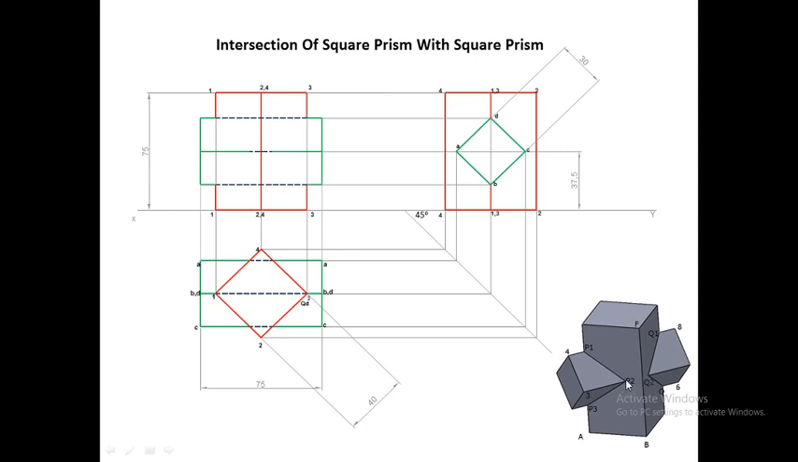The portion is lying inside the vertical square prism, so it is kept as dotted. Also, you can identify how much part has to be kept dotted by observing from the top view. Now this portion from here to here is hidden, so the same portion will be hidden in the front view also. You can see that this is nothing but edge A to A, and the part of edge A to A inside the vertical square prism is from here to here.